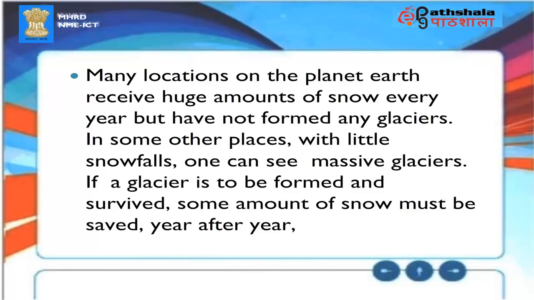Many locations on the planet Earth receive huge amounts of snow every year, but have not formed any glaciers. In some other places, with little snowfall, one can see massive glaciers. If a glacier is to be formed and survive, some amount of snow must be saved year after year.